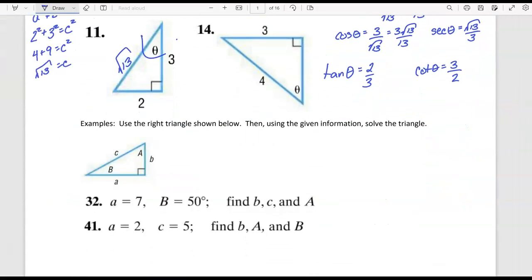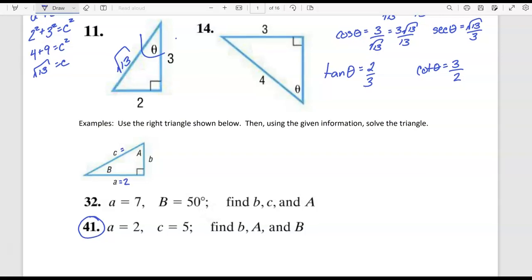So let's look at another example down here. Okay, let's look at 41. They're giving us a picture of what our triangle is going to look like, and they give us some information, and they're asking us to find some missing information here. So they're telling us A is going to be 2, and C is going to be 5. And they're asking us to find side B, angle A, and angle B.